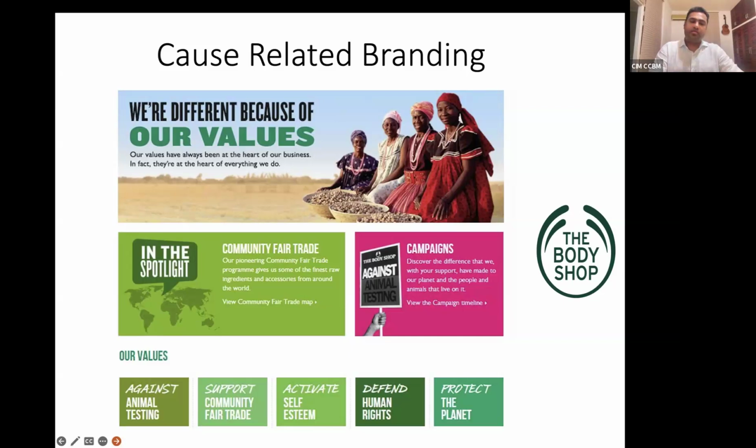Of course, Body Shop is a brand that Anita Roddick founded. Anita Roddick is no more. She passed away, but the brand lives on. The brand was sold to another company, but the brand lives on with the same founding principle. We are different because of our values. Our values have always been at the heart of our business. In fact, they are at the heart of everything we do. This is a good cause-related brand.